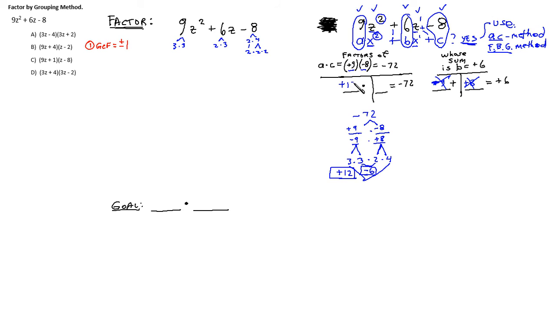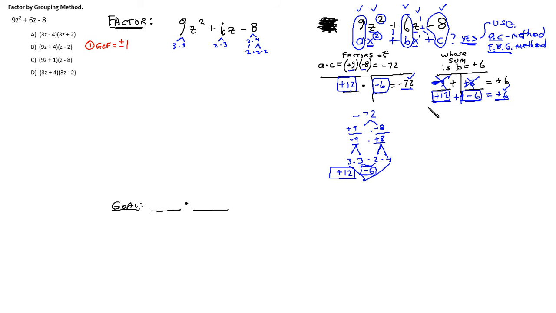Positive 12 times negative 6 does make negative 72. And positive 12 plus negative 6 does also result in the sum of positive 6. So these are our numbers because they make both tables work. Okay, we found the numbers. Now how do we use them? We're going to use positive 12 and negative 6. They're the same in both tables. That's what we mean by the same pair of numbers making both tables work.